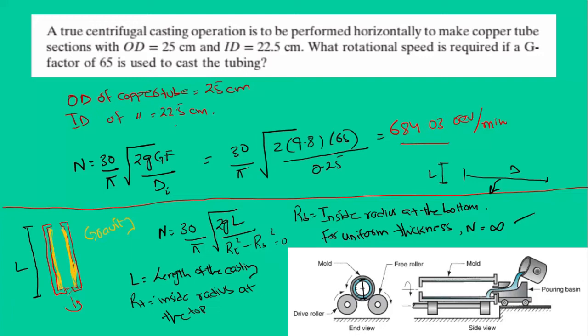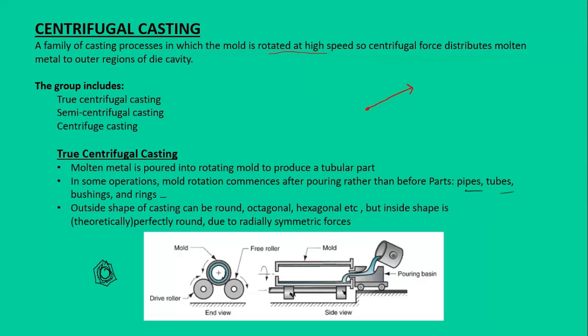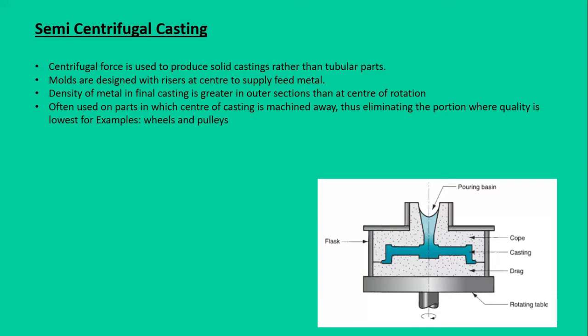So there are certain advantages of true centrifugal casting itself. That is, it has the high density. The centrifugal casting itself has the high density. We'll see those advantages towards the end once we discuss some other types of centrifugal casting.